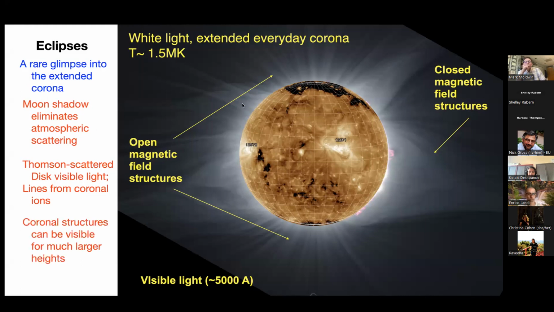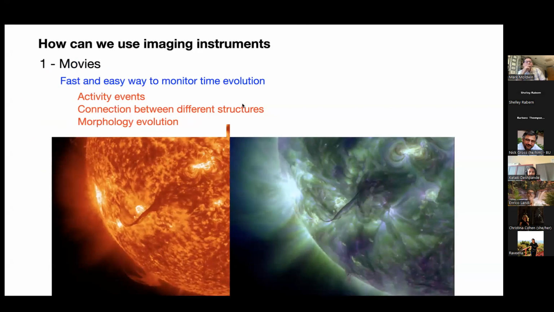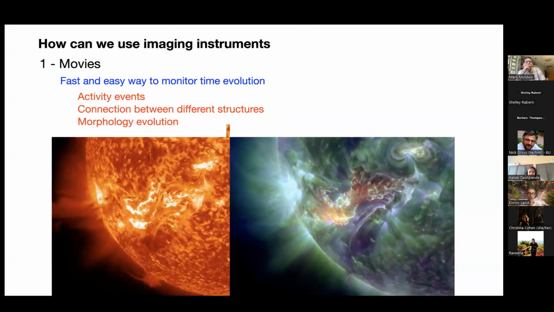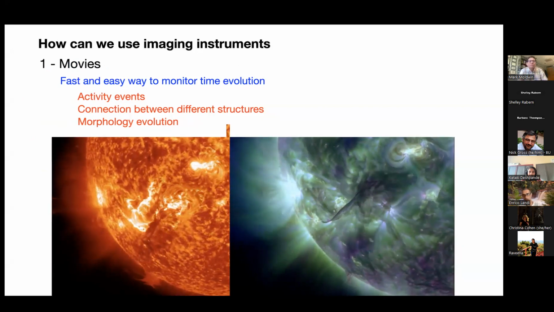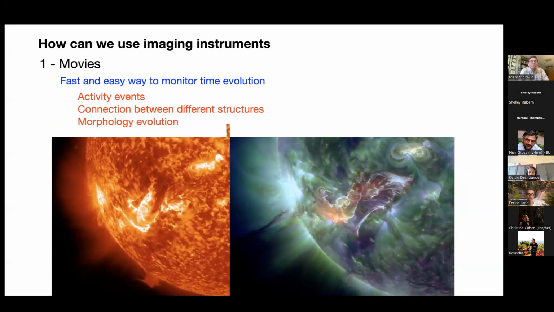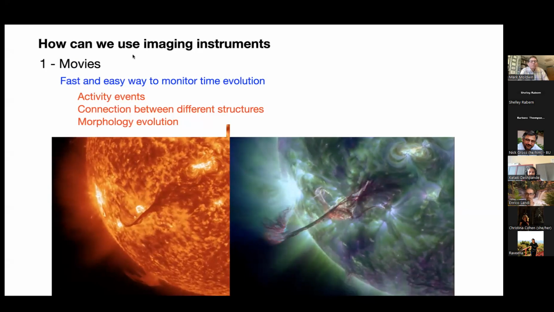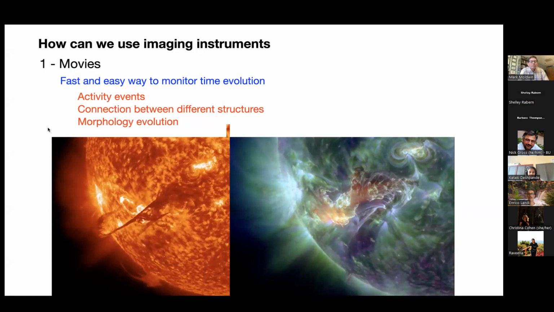So, how can we use this data? The first and easiest way is what you're looking at now. Unfortunately, these two movies have different lengths, so they go out of sync right now after the first run. But anyway, you can make movies.